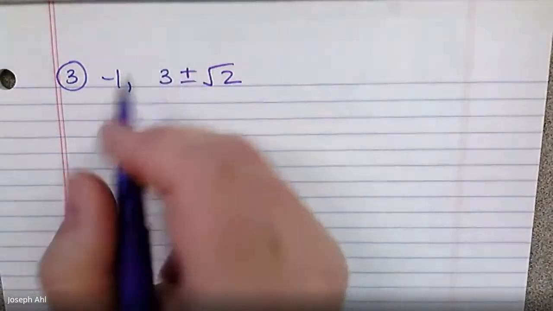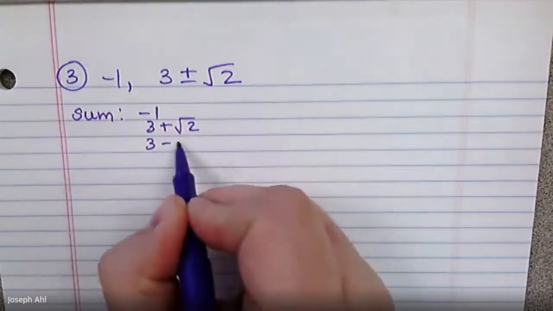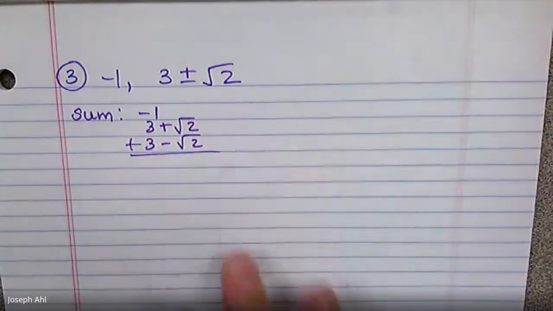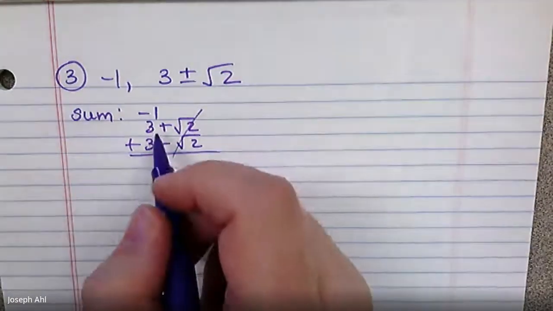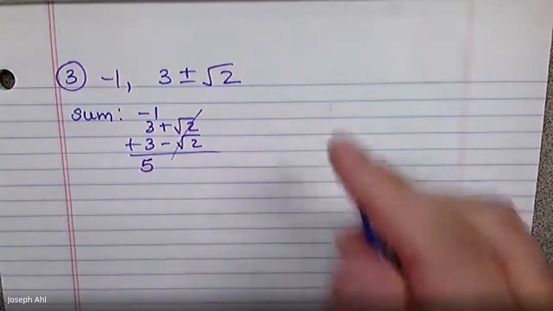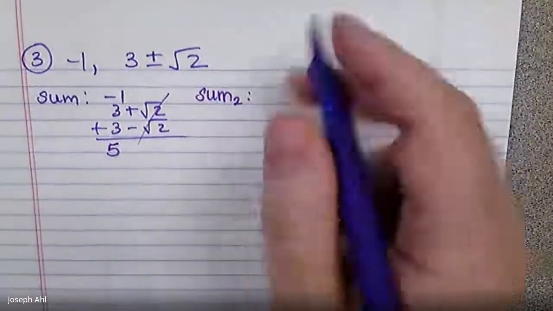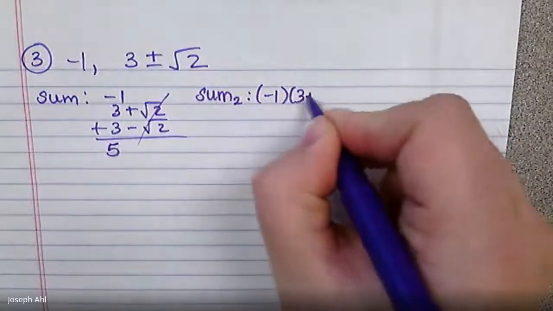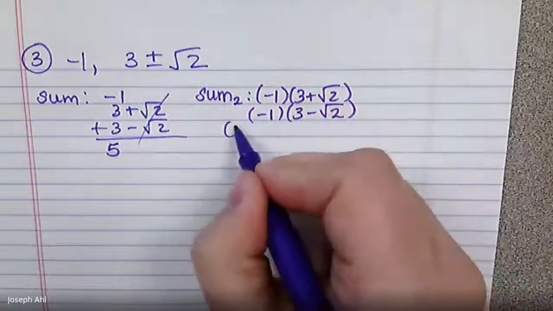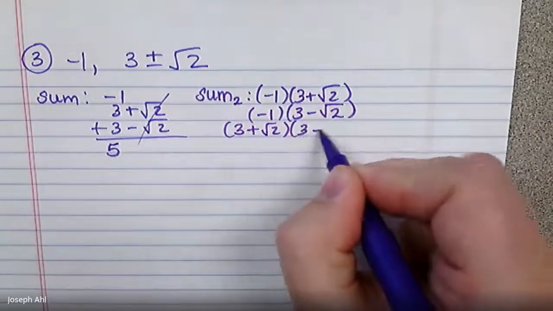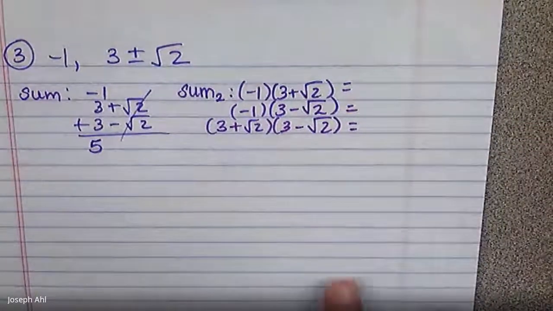All right, so let's talk about the sum. Negative 1, 3 plus radical 2, and 3 minus radical 2. Add them up. Radical 2's go away. They have to. 3 plus 3 is 6. Minus the 1 up there is 5 for the sum. Sum 2 at a time. Are you getting any more comfortable with this, I hope? Take negative 1, multiply it by 3 plus radical 2. Take negative 1, multiply by 3 minus radical 2. And then the last one is that conjugate pair, 3 plus radical 2 times 3 minus radical 2.